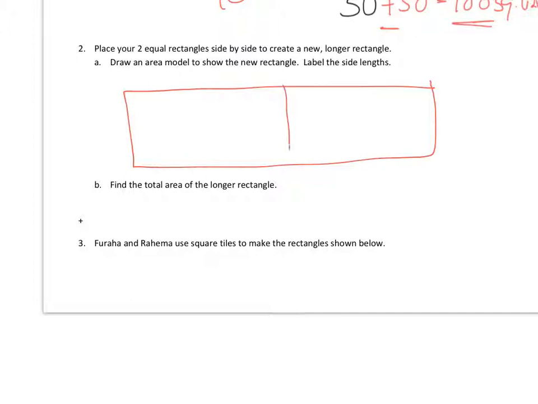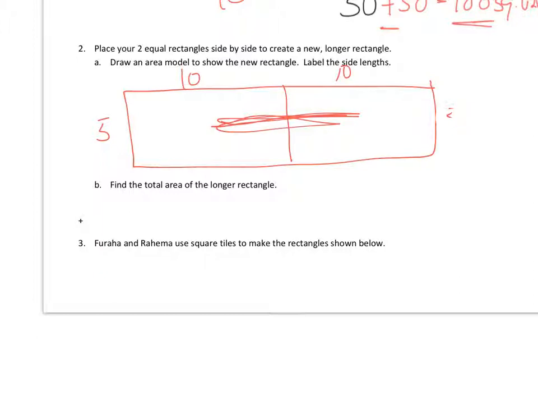Right, so these are your two rectangles and they're side by side. One was 10 by 5, the other was 10 by 5. But since we put them next to each other, these two have to be added together. The 5s can stay the same.